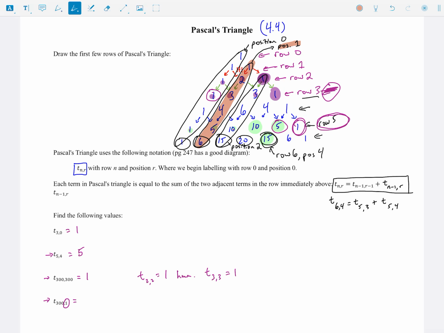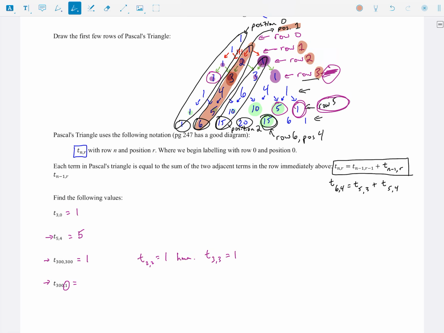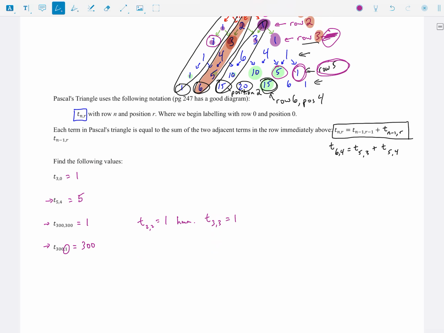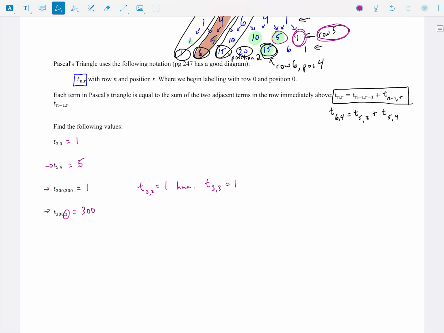What do we notice? Well, row 1, position 1, the answer is 1. Row 2, position 1, the answer is 2. Row 3, position 1, the answer is 3. There's a pattern here. And what is that pattern? It's simply that the 300th row, first position, would be the row number. That first position is simply the row number. Awesome.